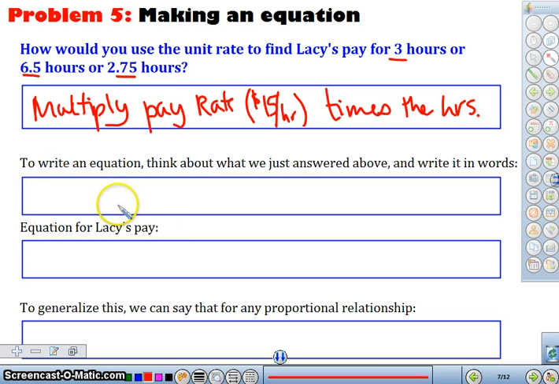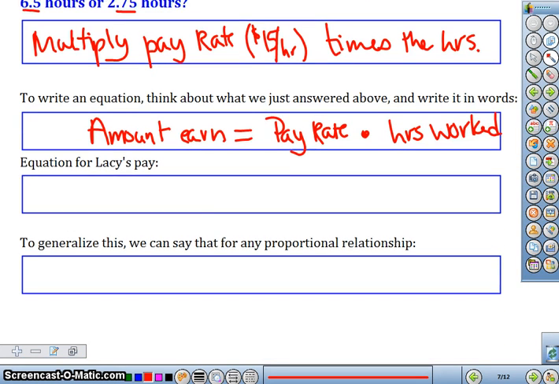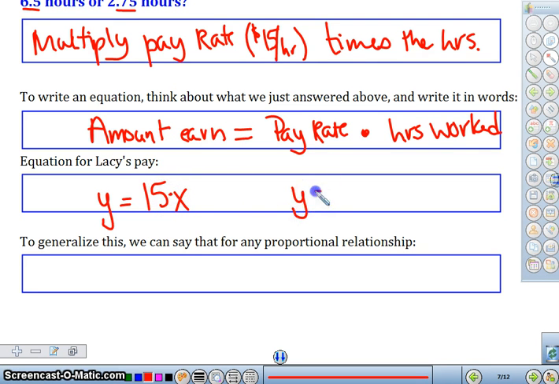So if we are looking at that, we want to think about our equation. It's going to be the amount that we earn is going to equal our pay rate, which is usually our unit rate, times the hours worked. So her equation is going to be y equals 15x. A lot of times they don't show this multiplication in here, so usually we're going to write it as y is just equal to 15x, and that means 15 times.